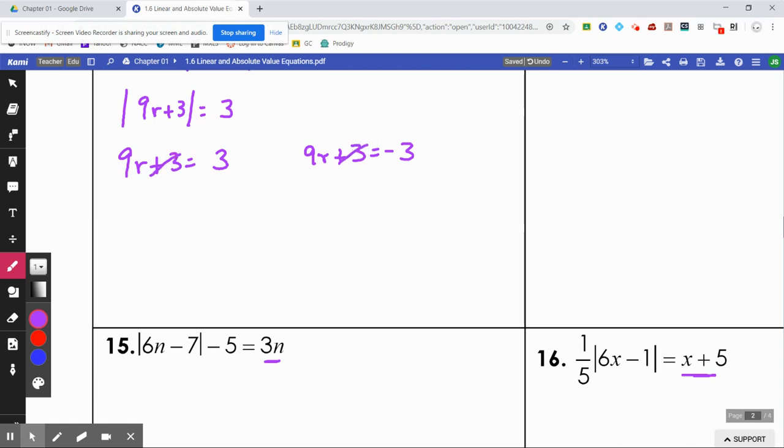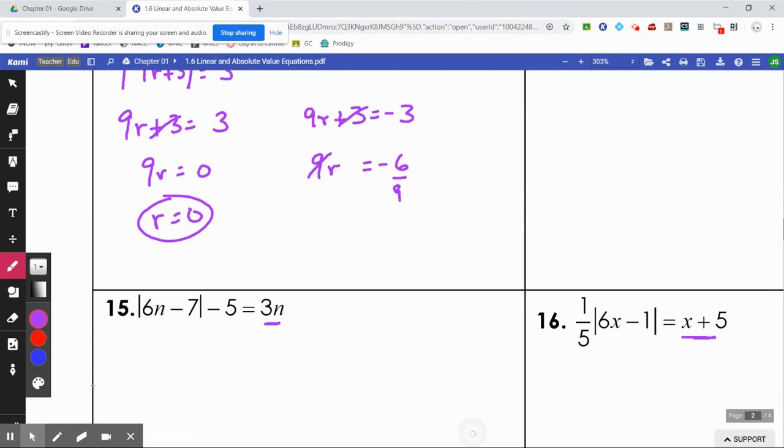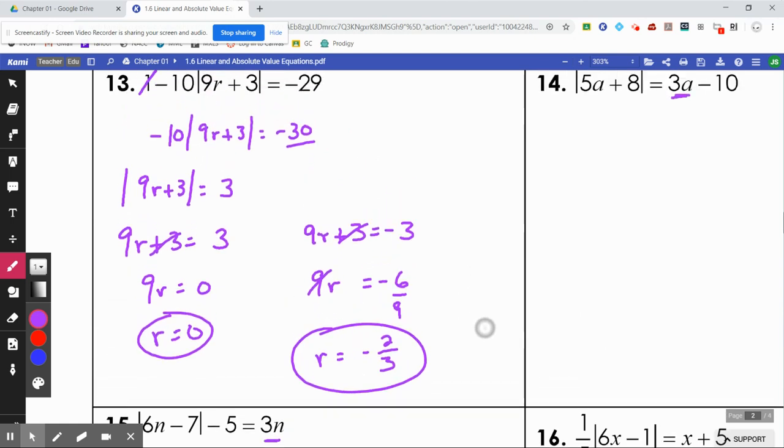Move the plus 3 by subtracting 3. You now have 9r is 0, or 9r is negative 6. Divide by 9 gives you r is 0, or dividing by 9 here, let's reduce that fraction, gives you r is negative. Divide by 3, 2 and a 3. So r is 0, or r is negative 2/3.